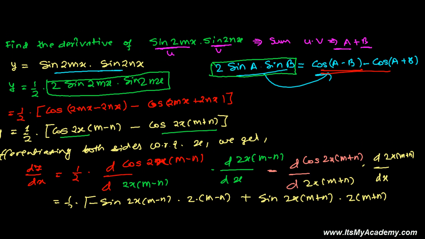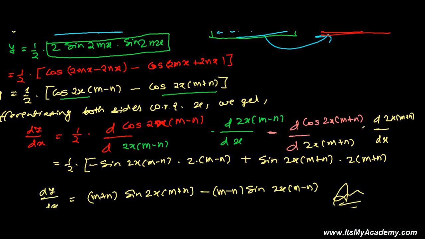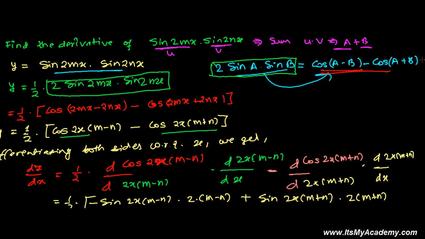So this is how it's very simple: just convert into the sum and then find the derivative. It's very simple. If there is any more confusion while explaining this, then please feel free to comment just below this video.